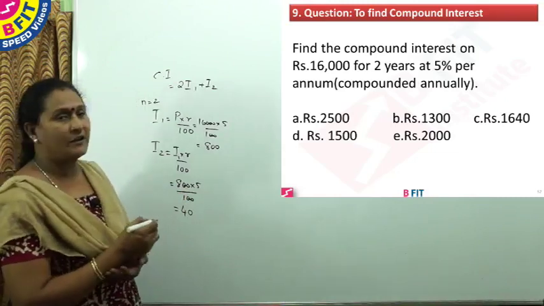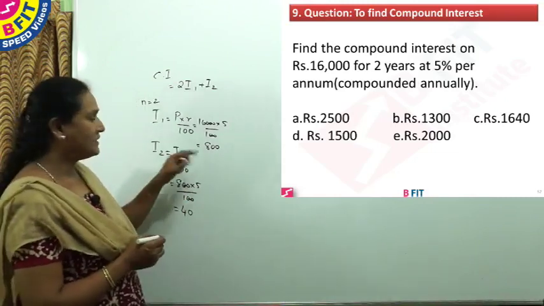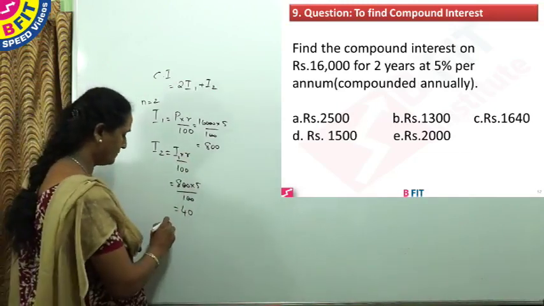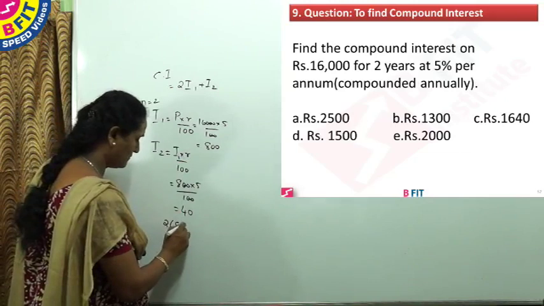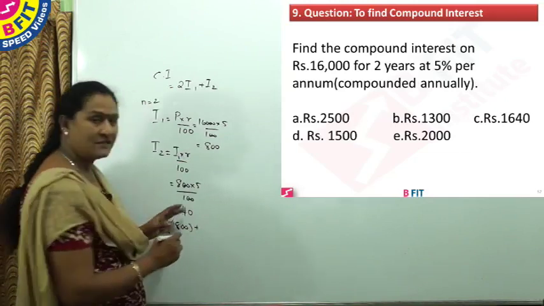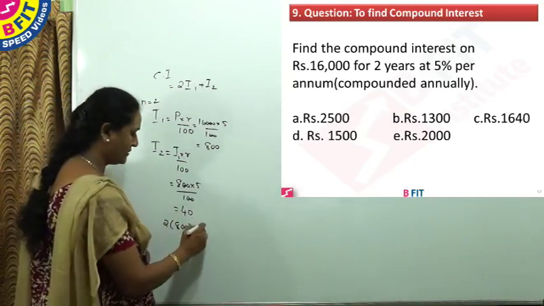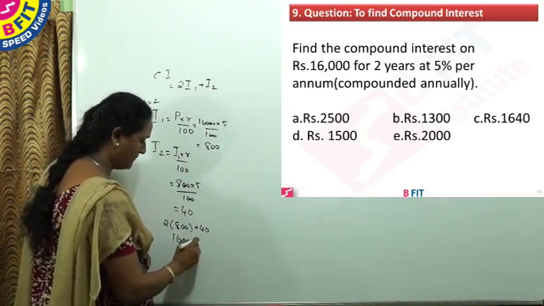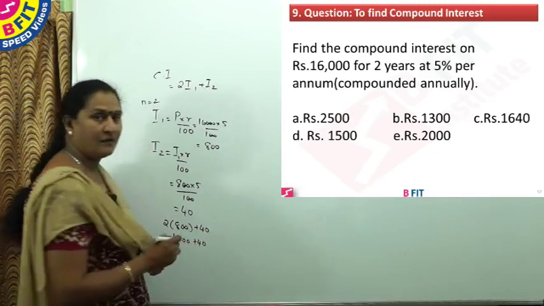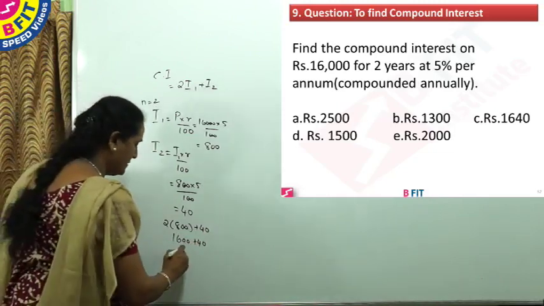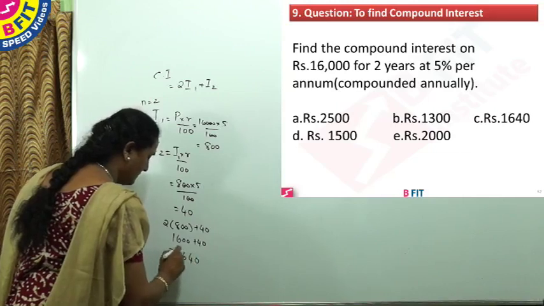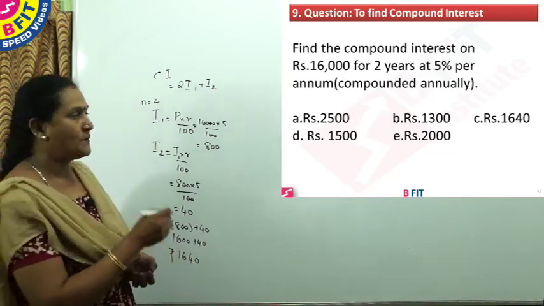Now what is compound interest for 2 years? So double this interest, I1, 2I1, plus add this I2, interest on this interest. So it is 1600 plus 40. So compound interest for 2 years is 1640. So answer is option C.